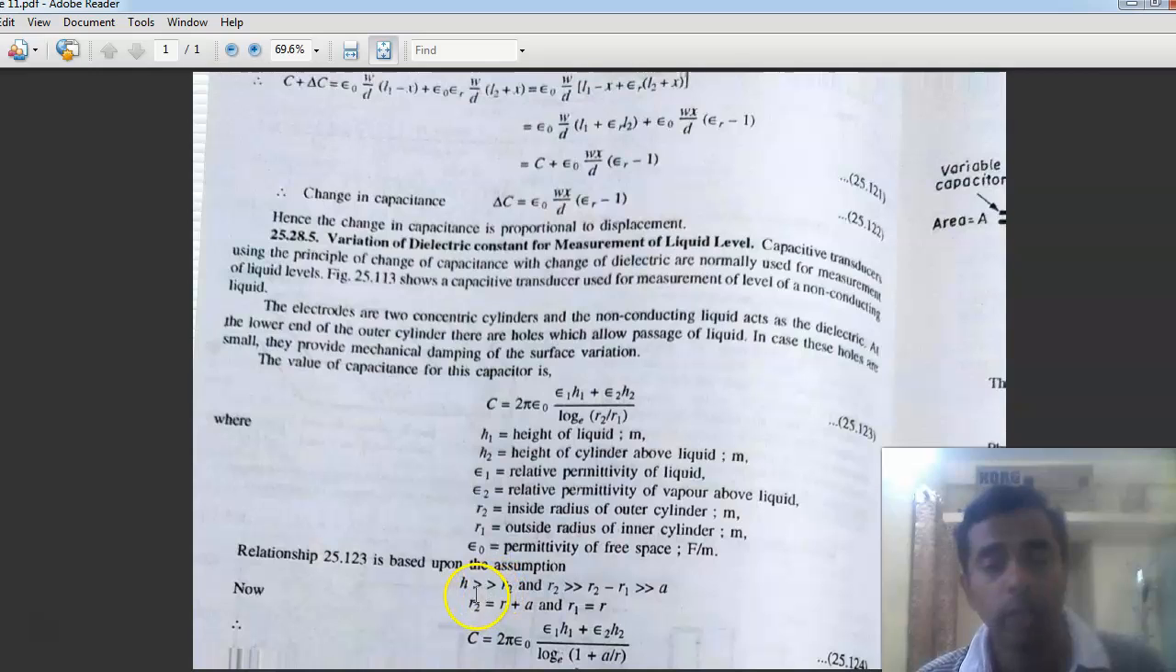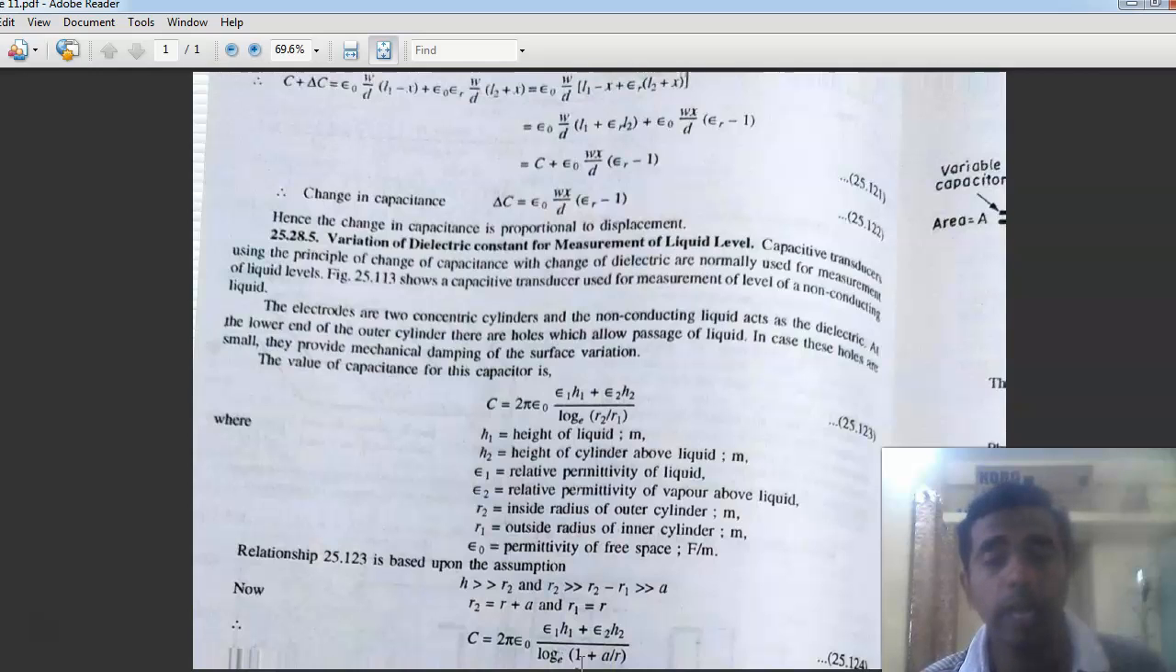So with respect to the height of the tank, R2 is very small. R2, as we know, is R2 minus R1, which is very much greater than A, that separation of the two cylinders. I already told that R1 is equal to R, and R2 is equal to R plus A. If you substitute that, this is the case. That is C is equal to 2 pi epsilon naught, epsilon 1 H1 plus epsilon 2 H2 by log to the base e of 1 plus A by R.